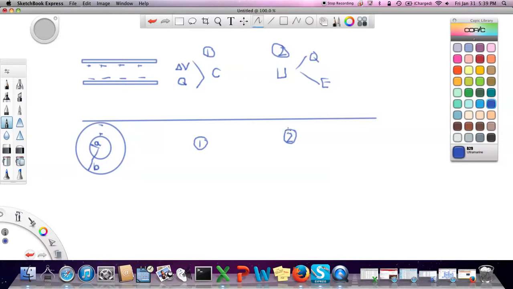From these, we want to ask the question, are both of these, the charge version and the energy version of the energy stored, are they both meaningful? Do they both always work? And if so, under what conditions?